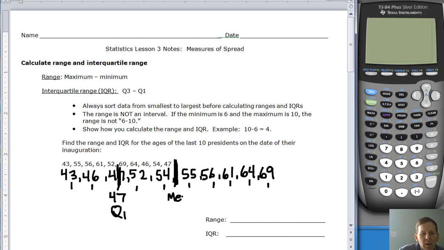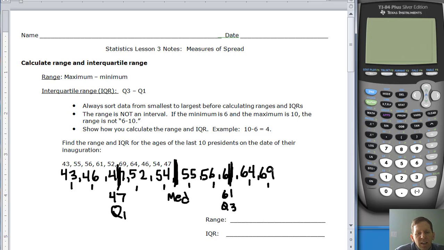Here's our median. To find Q3, take the middle of this upper group of numbers. So we have 55 and 69, 56 and 64, and 61 is our middle number. I'm going to draw a line right through that 61. That is our Q3.